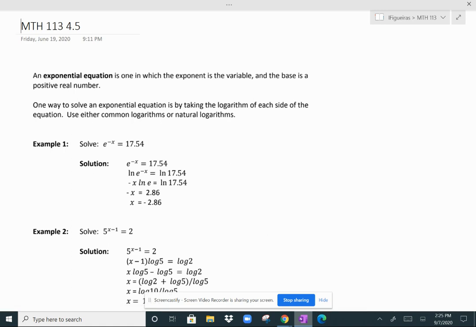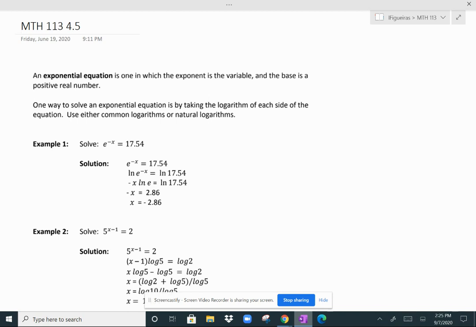Hi, this lesson is about solving exponential equations and logarithmic equations. So we start with exponential equations. An exponential equation is one in which the exponent is the variable and the base will be some positive real number.